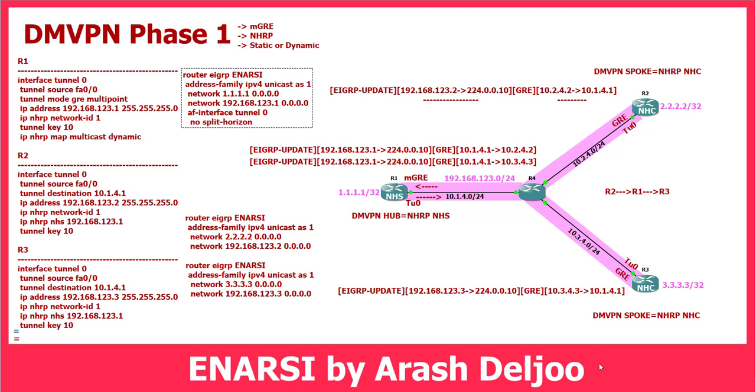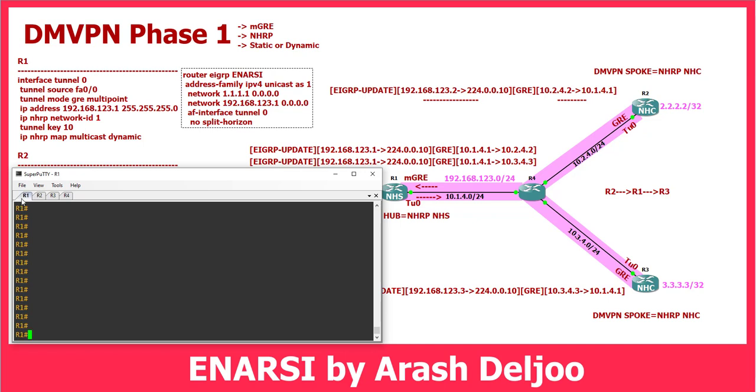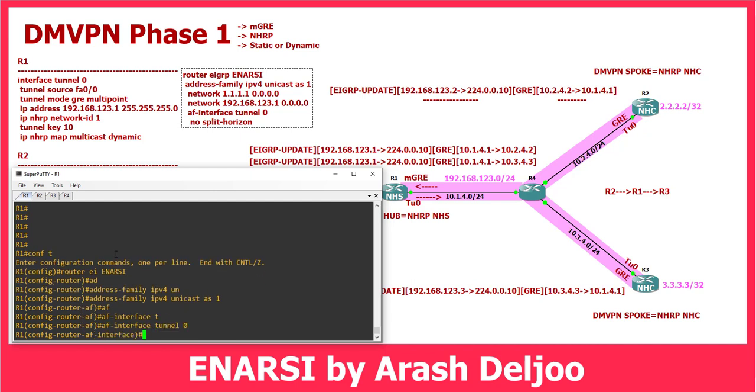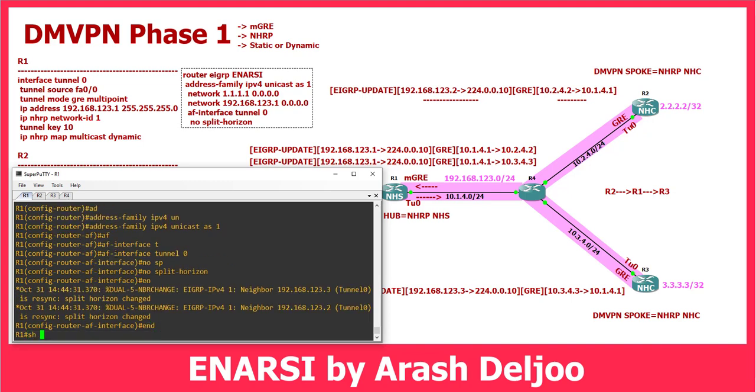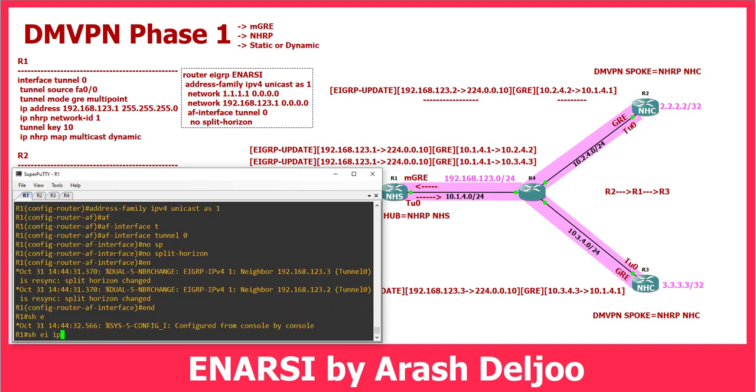Let me show you what is happening in Router 1. We are going to router EIGRP NRC, and then address family IPv4 unicast AS 1, AF interface tunnel 0. Here we are using no split horizon. That's it. Okay, look at here, show EIGRP IP.